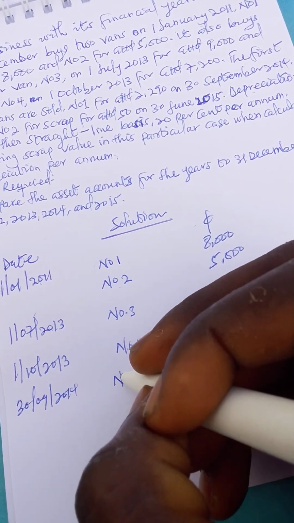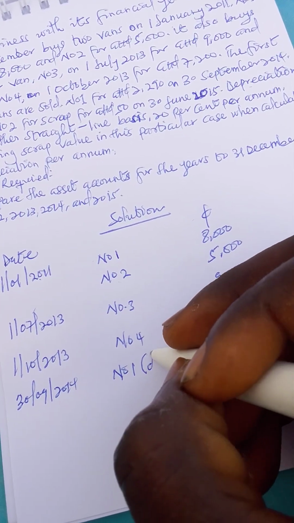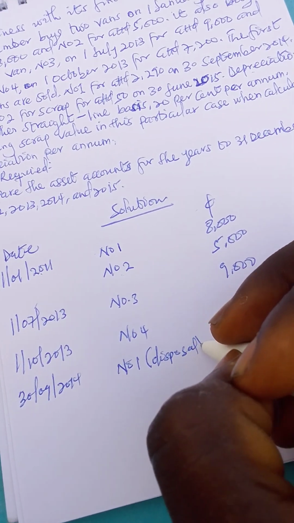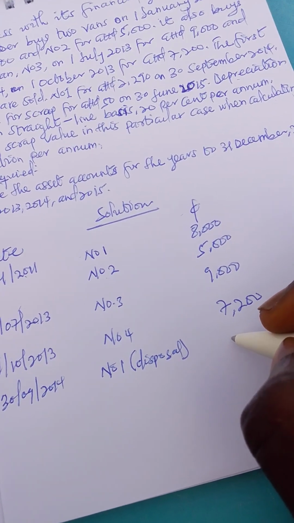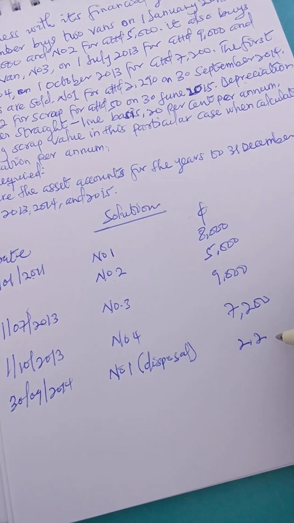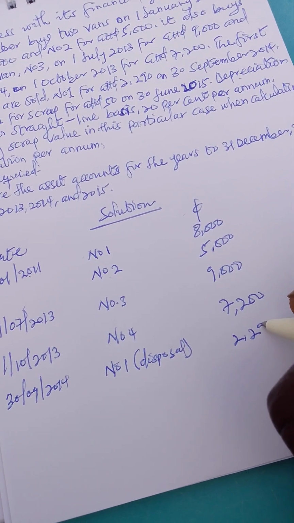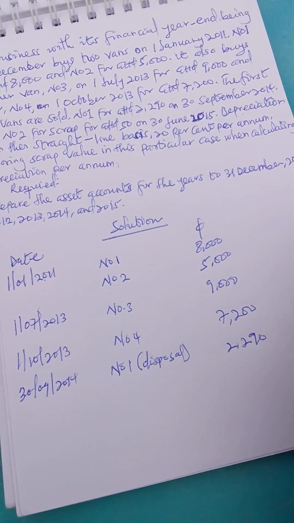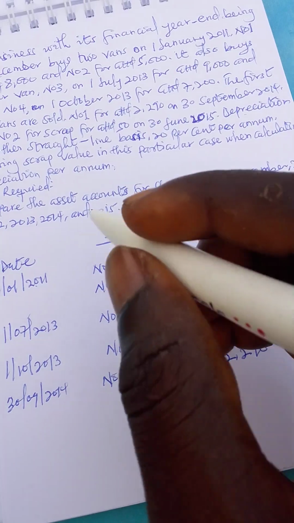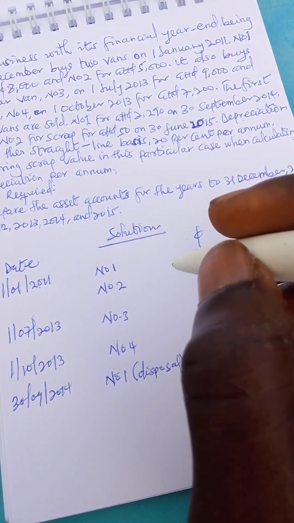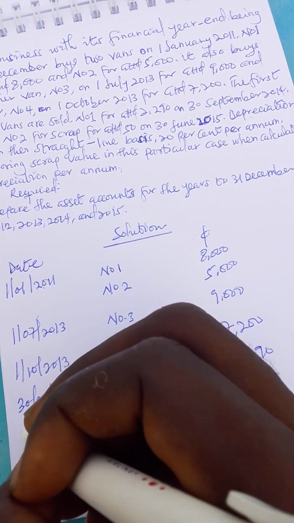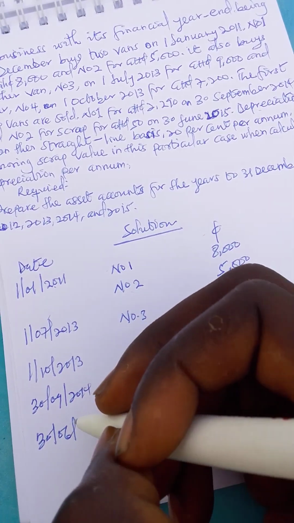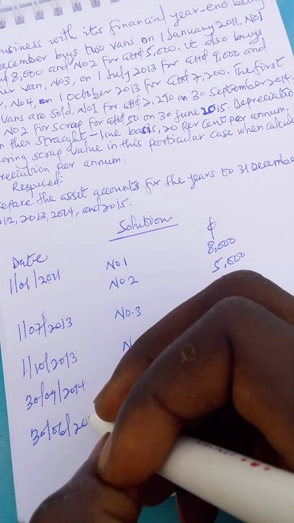So number 1, disposal, which was 2,290, and the second asset was also disposed of on 30th June 2015. So 30th June is the sixth month, 2015.